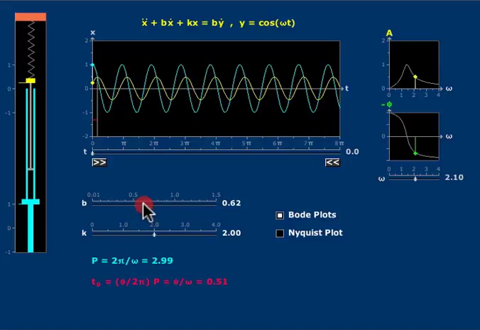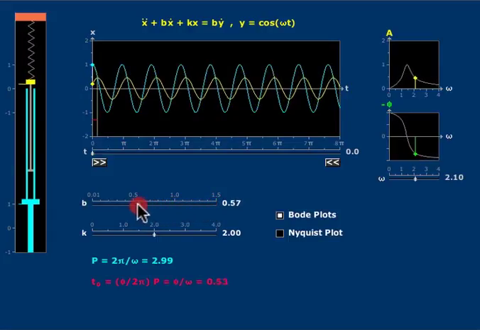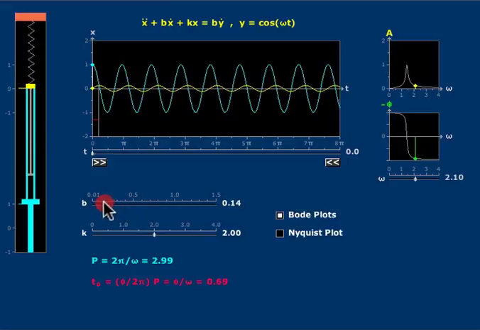Second thing you can observe as I vary B is, when B is large, the resonant hump is quite broad, but as B becomes smaller, that spike becomes narrower and narrower and narrower.